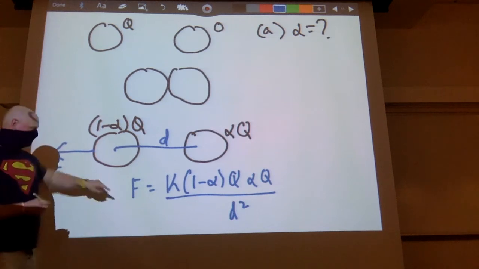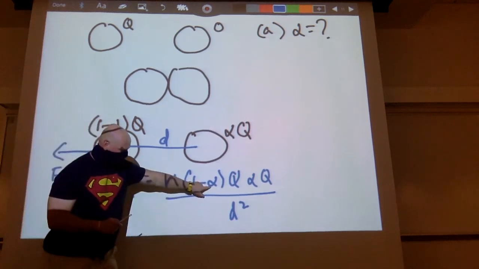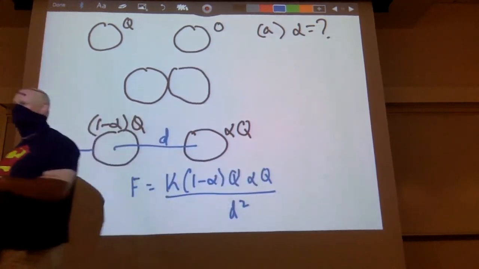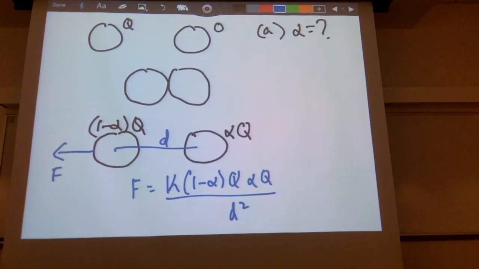Now again, what we want to do is determine the amount that we have to put on, or take off of this one and put onto this one, which is going to extremize this amount of force. So, how do we extremize a function?